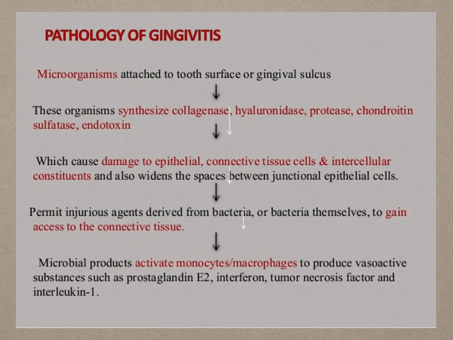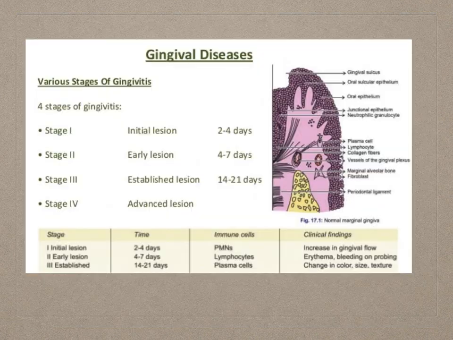These enzymes cause damage to the epithelial and connective tissue cells and intercellular constituents, thereby widening the spaces between the junctional epithelial cells. This permits the injurious agents derived from the bacteria, or the bacteria themselves, to gain access into the connective tissue. Now, the gap created between the cells also causes the microbial products to penetrate and activate the monocytes or macrophages to produce vasoactive substances such as prostaglandin E2, interferon, tumor necrosis factor, and interleukin 1.